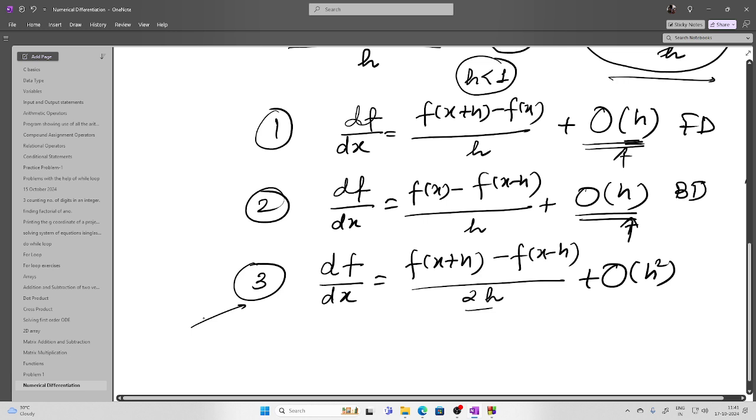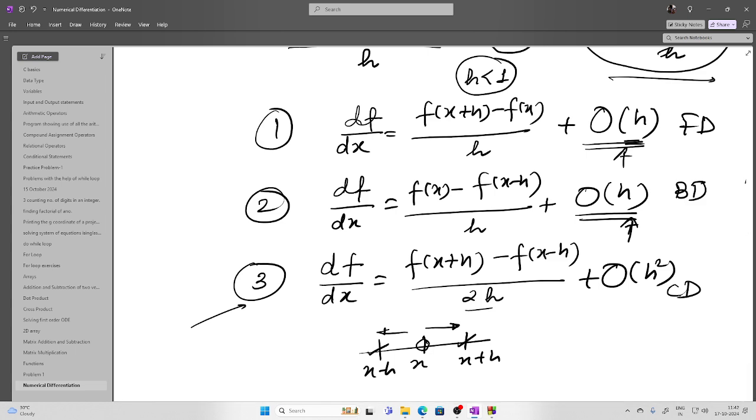Here, if this is x plus h and this is x minus h, in the first case we are moving in the forward direction. In the second case, we are moving in the backward direction. Whereas in the third case, the value is evaluated based on both forward and backward, and is at the middle. So this is called the central difference. Using this information, we will be evaluating the differentiation of a function.